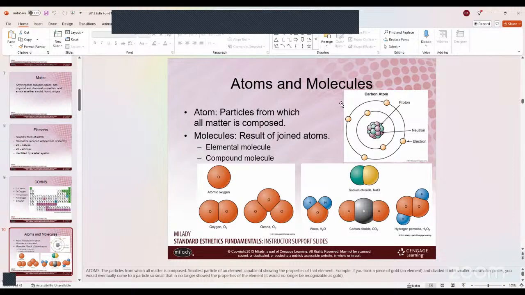So atoms and molecules goes back to some of the basics. We have protons, neutrons, electrons. You would have electrons that are always moving around. And a lot of times when you have night creams and serums, you're going to see a molecular breakdown.